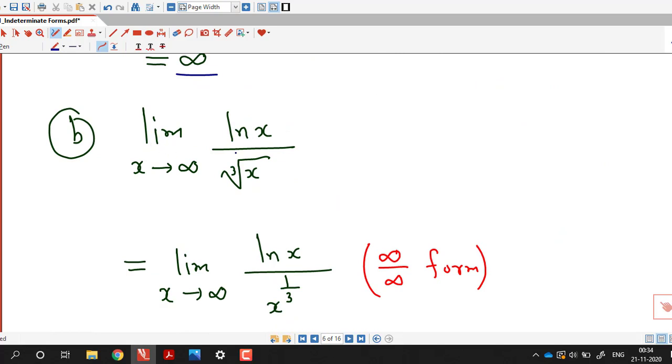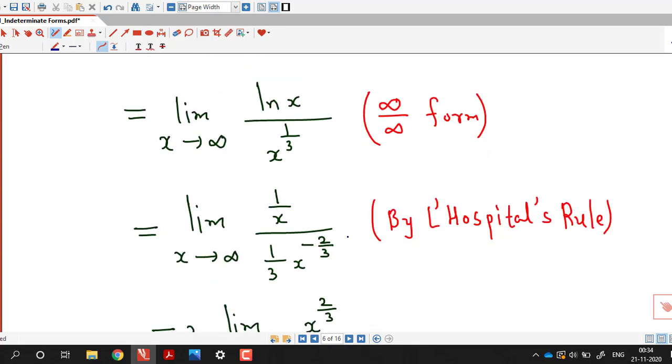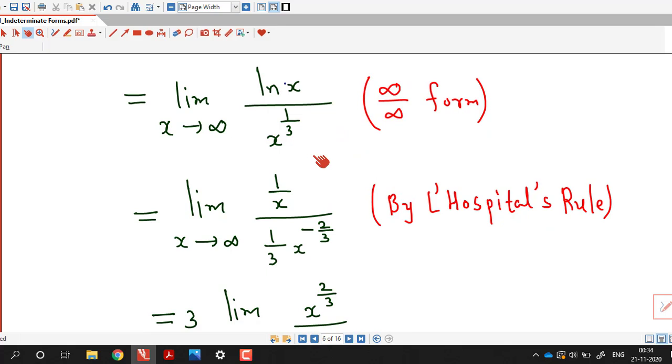Next example is limit of log x over cube root of x as x approaches infinity. So first we write cube root of x as x raised to 1 by 3. And now if we take x tending to infinity, we know that log x is increasing function. So when x is approaching infinity, log x is also approaching infinity, and infinity raised to 1 by 3 is infinity. So this is infinity by infinity form. So we have to apply L'Hospital rule. So first we differentiate log x with respect to x.